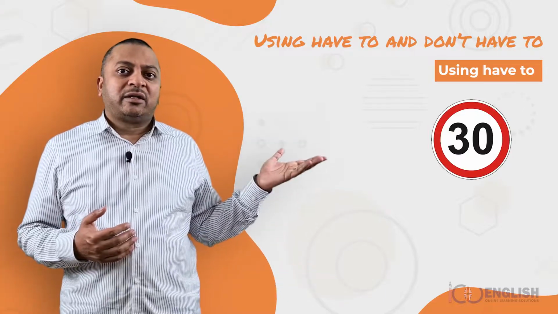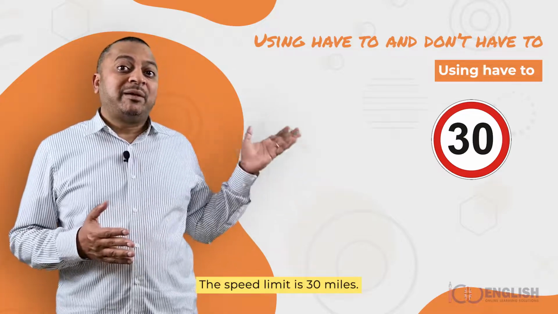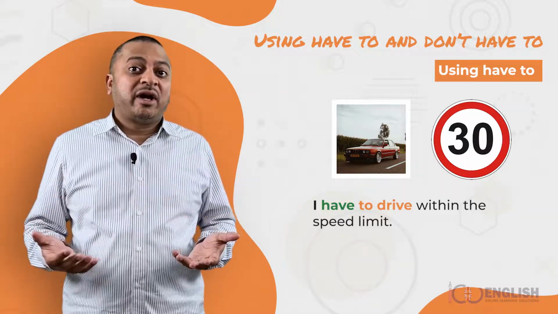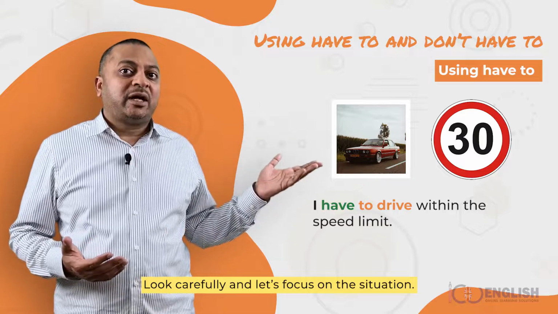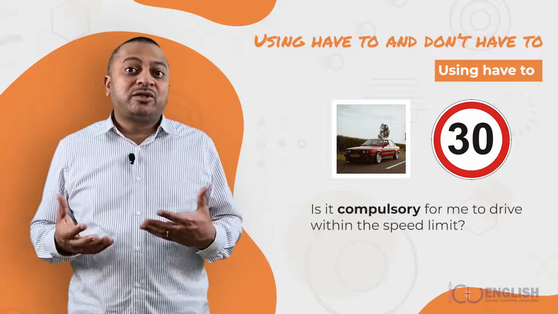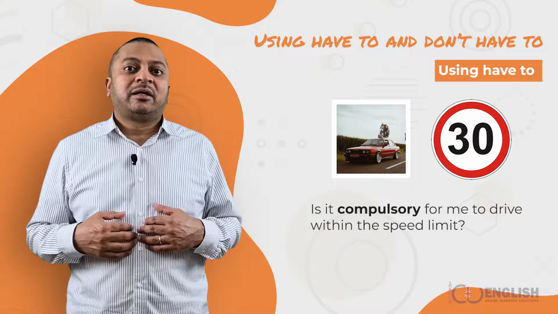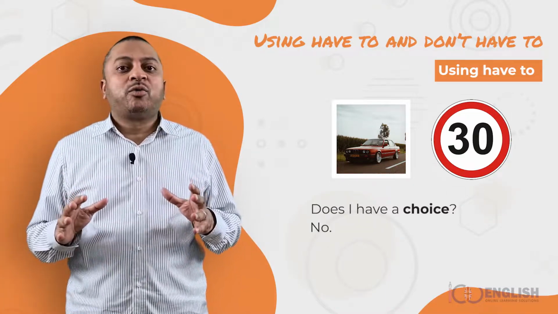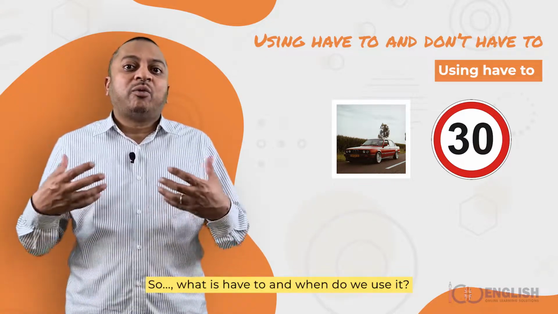There is a sign. What does the sign mean? The speed limit is 30 miles. I have to drive within the speed limit. Look carefully and let's focus on the situation. Is it compulsory for me to drive within the speed limit? Yes. Do I have a choice? No. So, what is have to and when do we use it?